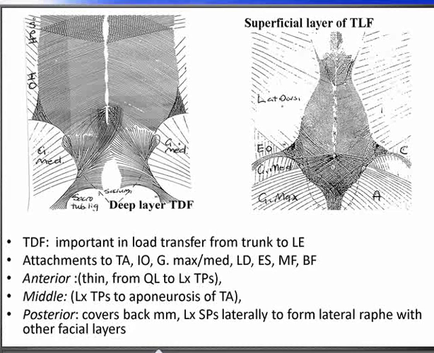The thoracodorsal fascia, you can see here the extensive nature of the fascia. Its importance is in that of load transference. So from the trunk to the lower extremity, it transfers load. Many attachments to this fascia: transversus abdominis, internal obliques, glute max, glute med, erector spinae, latissimus dorsi, multifidus, and biceps femoris. They all have some blendings through fascial connections to the thoracolumbar fascia. And the other consideration is that it has different layers. It's got an anterior, a middle, and a posterior layer. And each of these layers blend in with various muscular structures.